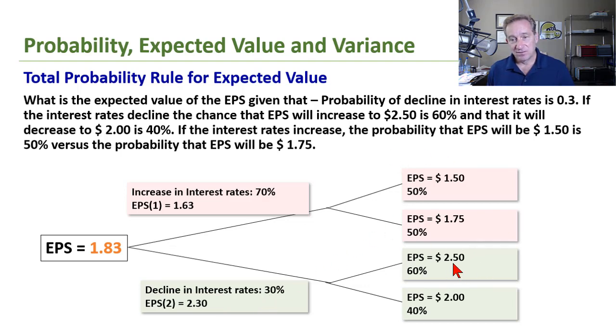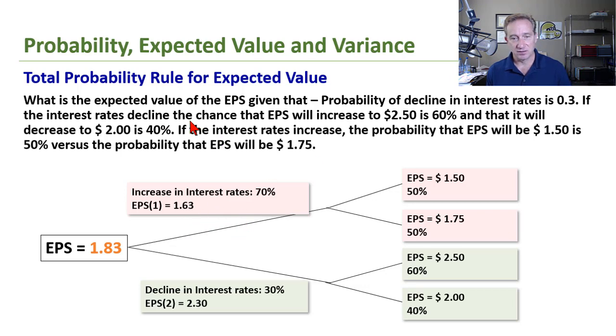And so if the EPS does not go to $2.50 in this binomial tree, then it has a 40% chance, on the other hand, of going to $2. On the other hand, if we go back to the unconditional event, if the interest rate doesn't decline, it will increase with 70% probability.